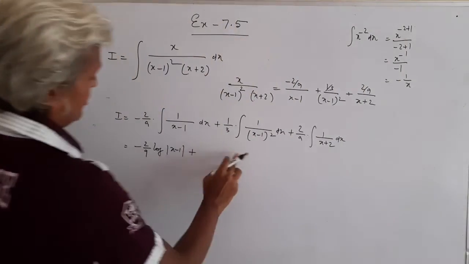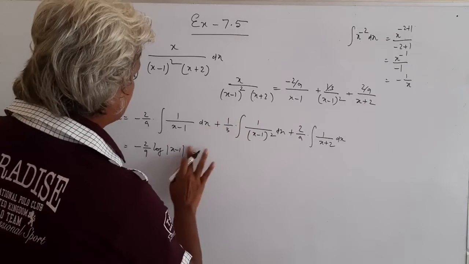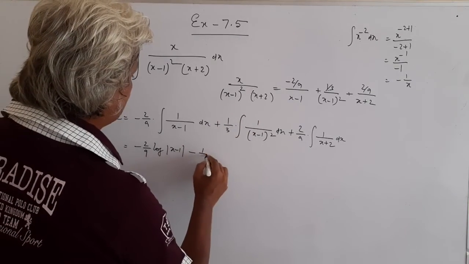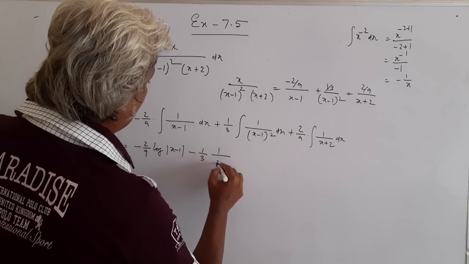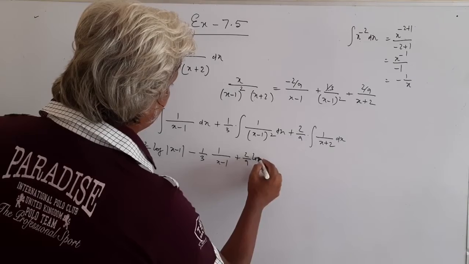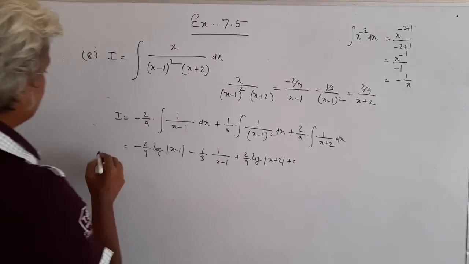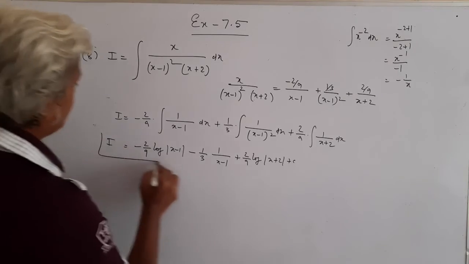Same with integration of x minus 1 whole square, it will give you minus 1 over this. So this plus 1 by 3 will become minus 1 by 3, 1 over x minus 1, plus this is 2 by 9 log mod x plus 2 plus c. This is the final answer.